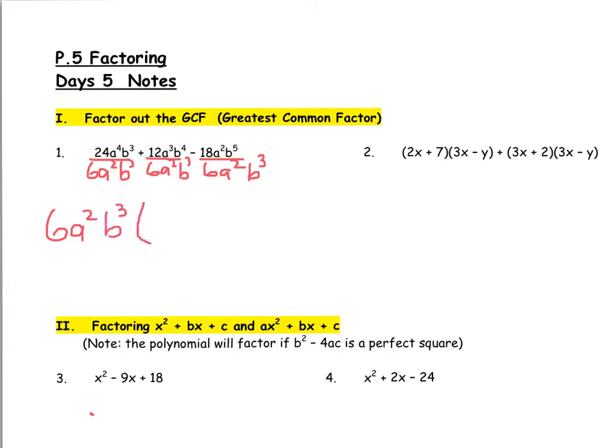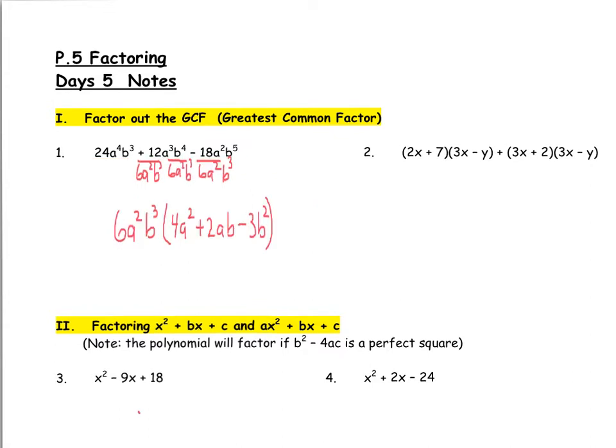And what goes inside your parenthesis is what's left as they divide out. So we have left a 4a squared from the first term, and then we have a positive 2ab left in the second one, and finally in the last one we have a minus 3b to the second power. In your polynomial factored, you have a product where your GCF is one factor and the trinomial in the parenthesis is your second factor. Right.